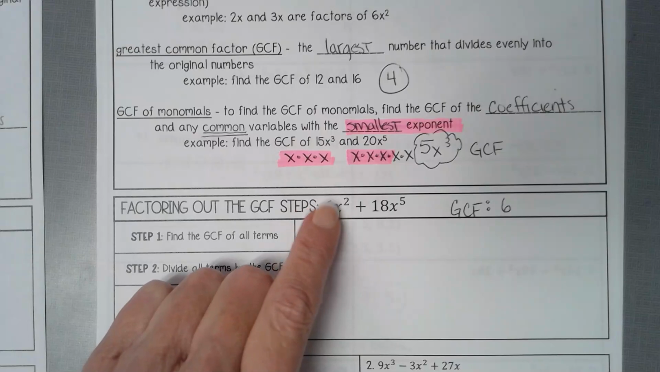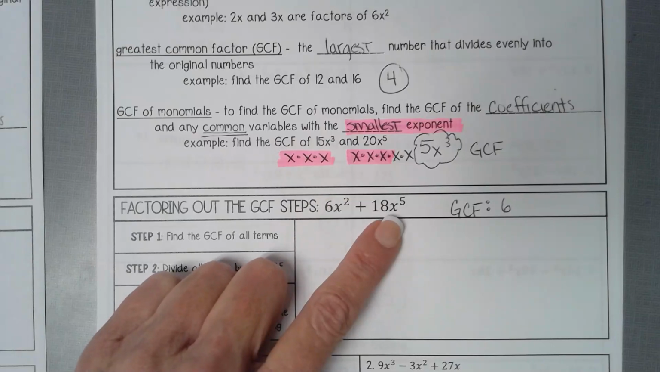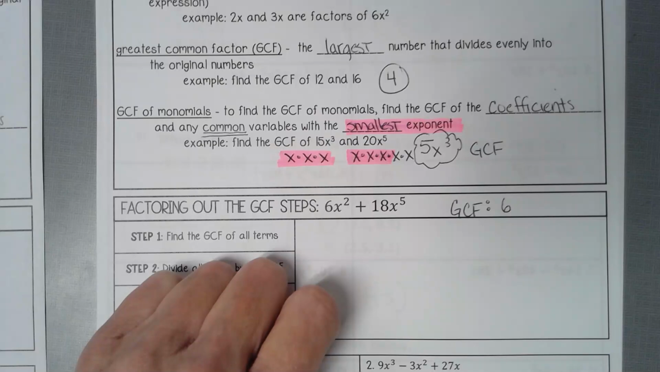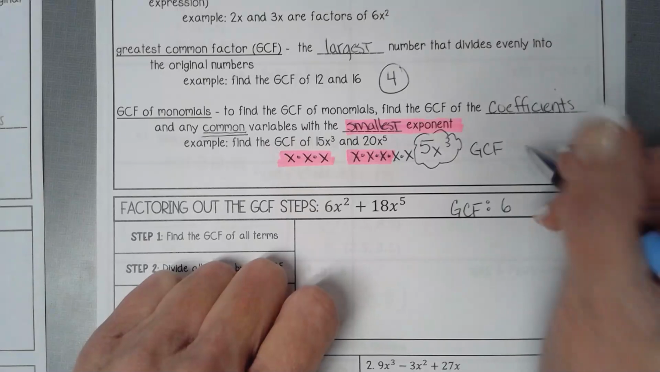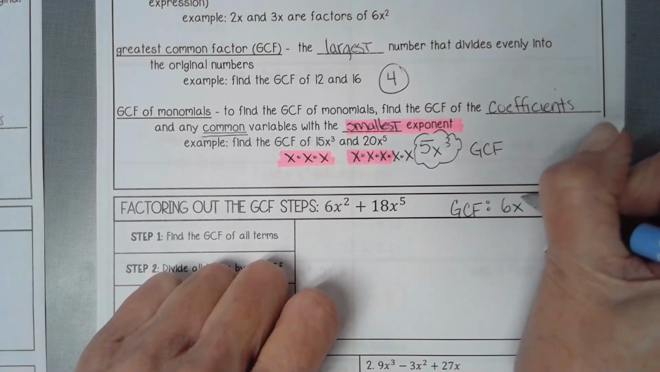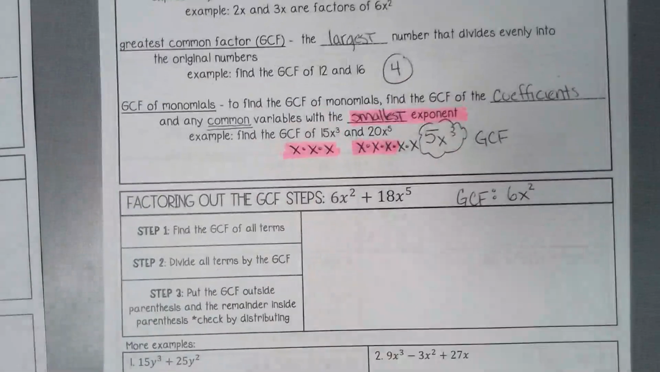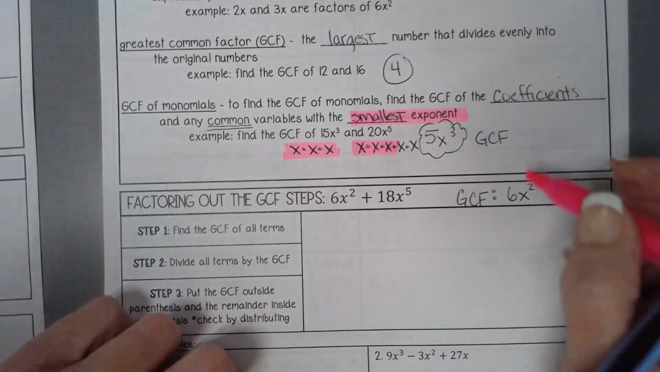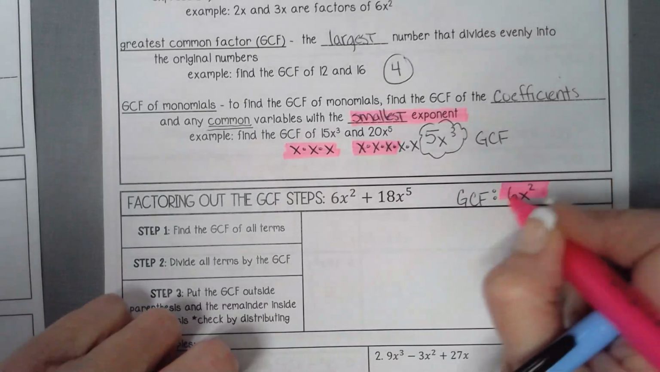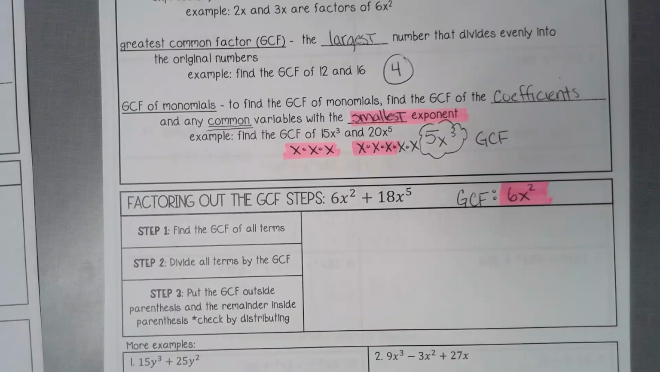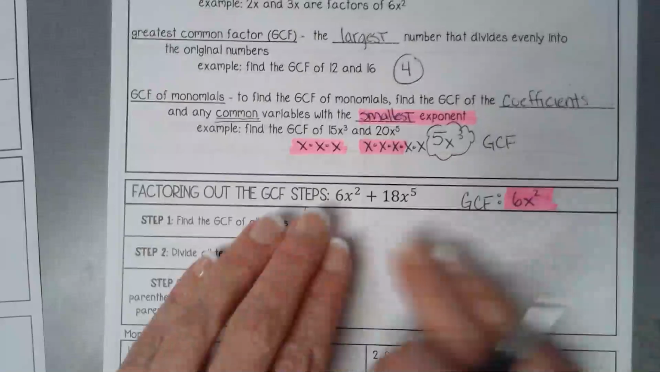Now, both of these have an x in them. So what power goes on the x for a greatest common factor? 2. x to the second power. That is correct. So for this expression, 6x squared is the greatest common factor. Now, finding the greatest common factor doesn't factor this.